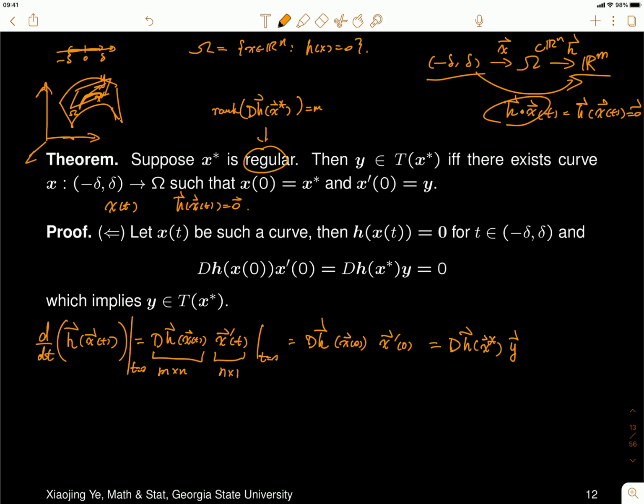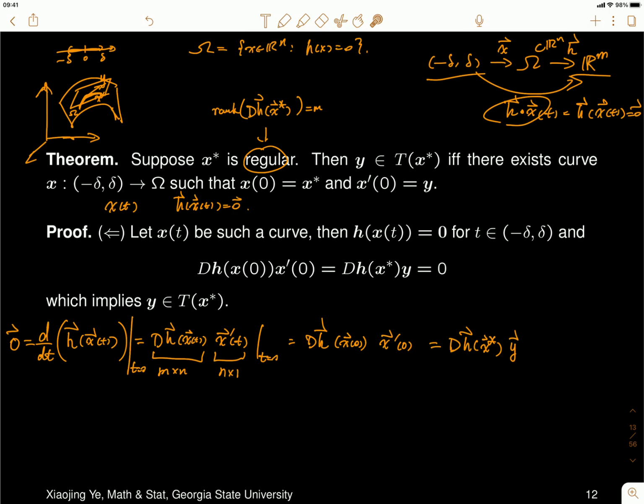And because this came from a constant function, h(x(t)) is a mapping from t to R^m, but it's a constant 0. So that means if you take a derivative, it should be 0 as well. So the derivative of this must be equal to 0, right? Now we link this and this, it should be equal to 0, and this tells us that y is in the null space of the Jacobian of h at x star, and that means y is in the tangent space.